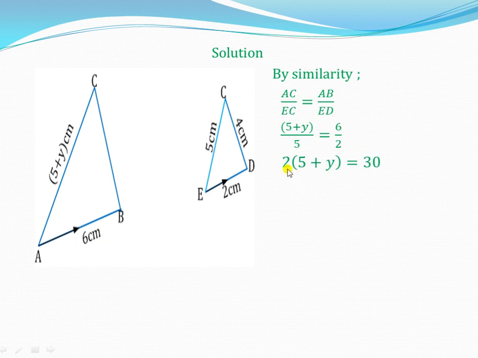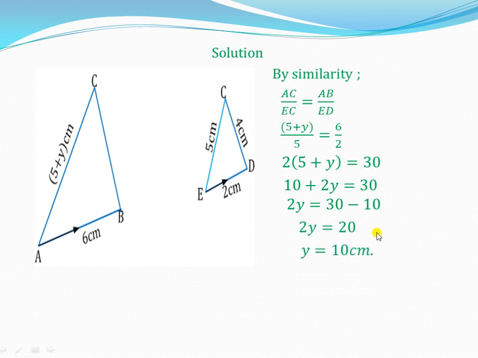When you cross multiply, you will get 2 into 5 plus y equals 30. Then you open the brackets. So 2 times 5 will give us 10, and 2 times y will give us 2y, giving us 30 on the right hand side. Then we simply solve for y by taking the 10 to the other side of the equal sign. So when you subtract 10 from 30, you get 20. Then if you divide by 2, you will come up with y as 10 centimeters.